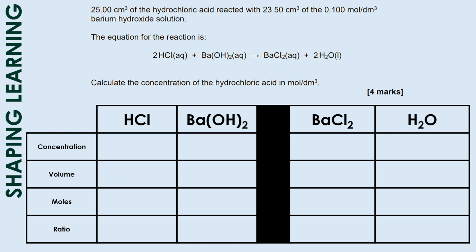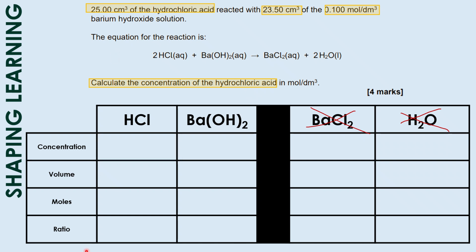So if we go through this one then, we've got calculate the concentration of hydrochloric acid, so that's this one, and we've been given information about barium hydroxide, which is this one. So again, actually, we're not talking about this one, and we're not talking about this one at all in this question. So in terms of what we've been given, a volume of hydrochloric acid, we've been given a volume and the concentration of the barium hydroxide, and we've been asked to calculate the concentration of the hydrochloric acid. So let's fill in our numbers.